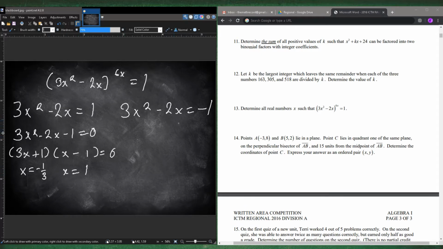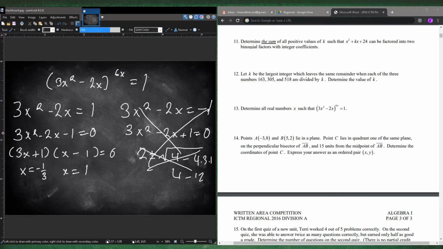Okay? So on this side, we have 3x squared minus 2x plus 1 is equal to 0. This cannot be factored, but you can use the quadratic formula, negative b plus or minus the square root of b squared minus 4ac. That's 4 minus 12, which is negative 8. So we know this case is not possible because you can't have an imaginary x, right? So you can't have something that does not exist. Okay.